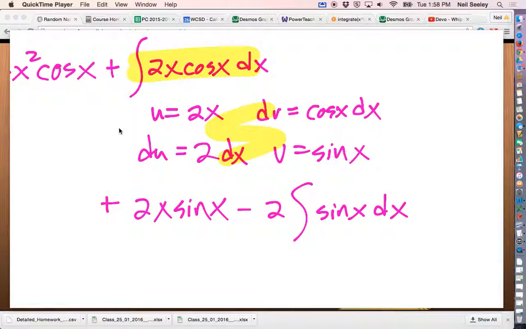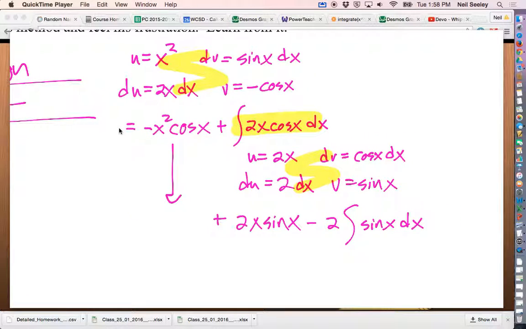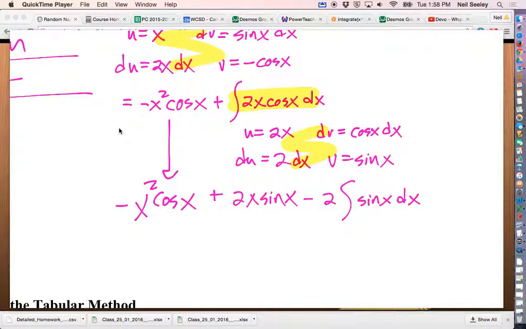Okay, uv minus the integral of v du. I'm doing it again. Don't forget to bring down the stuff you already did. That's still there, negative x squared cosine x. Still there. I just had to do another integration by parts. Okay, now we're in a good place. I can integrate sine of x, and you can too. So we're basically there.